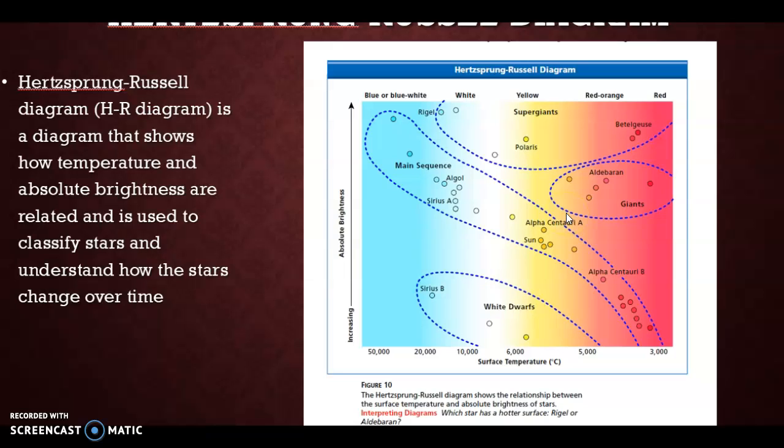Remember that these are different parts of the sky, so it's not showing you exactly where in the sky a star is, but just where it falls on this diagram. Most of your stars are going to fall in there. 90% of the stars, including our sun, which is right here, fall in this particular set of main sequence stars.